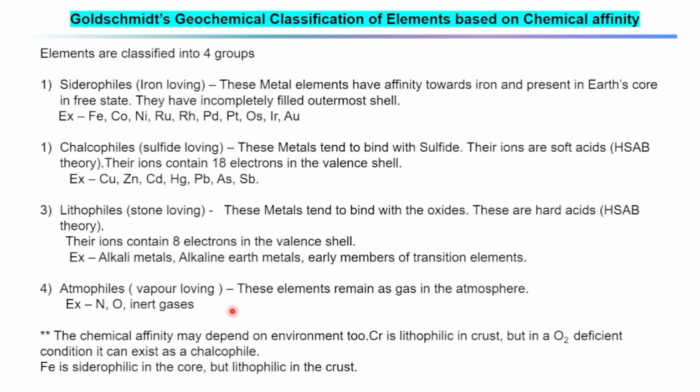So the thing is, the chemical affinity may depend on the environment too. Chromium is lithophilic in the crust, but in an oxygen deficient condition, it can exist as a chalcophile. So based upon your atmosphere or environment, your atoms can act differently. Iron is siderophilic in the core but lithophilic in the crust. So different atoms can behave differently according to their environment.